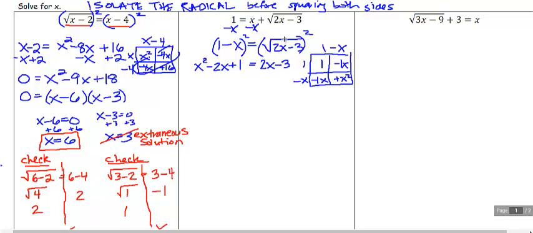We just went from having a radical to having a quadratic. Now we have to solve this quadratic equation. So we want to set that equal to 0. We have minus 2x on both sides. And these don't cancel, right? They're both negative. Plus 3 to both sides. And now we get x squared minus 4x plus 4 equals 0.